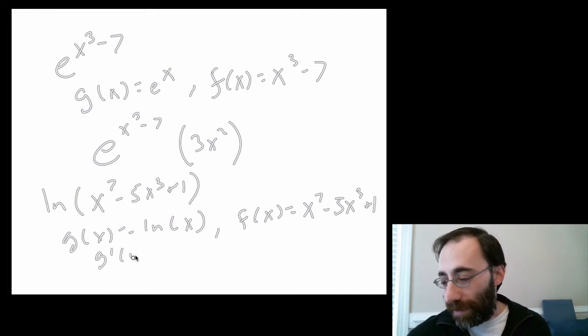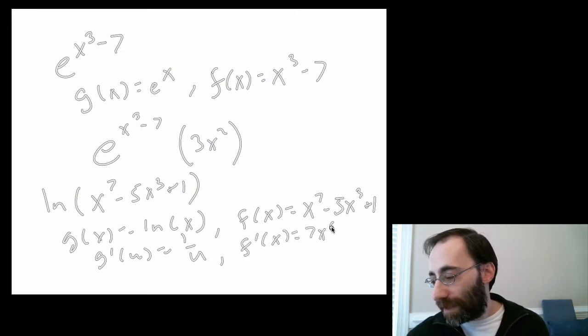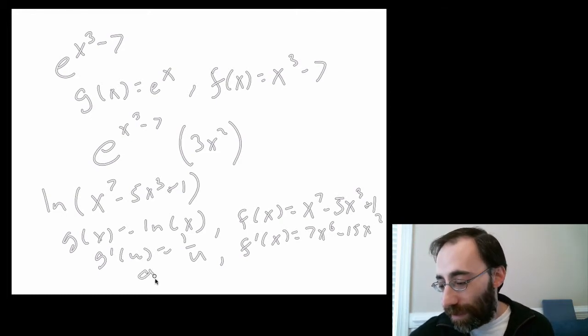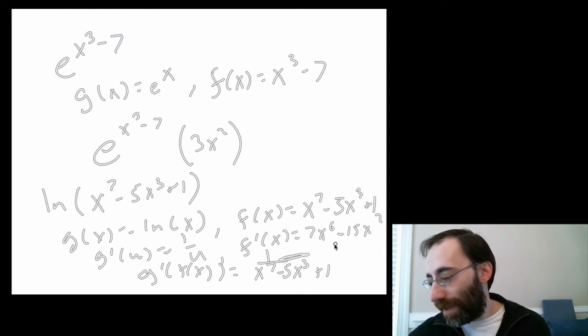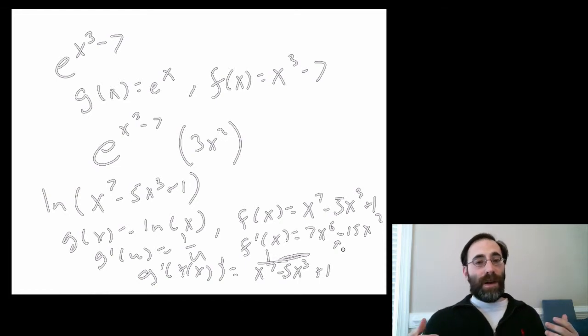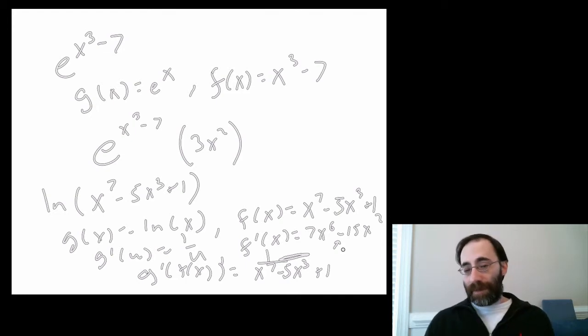Then g prime of u is 1 over u. f prime of x is 7x to the 6th minus 15x squared. So g prime of f of x is equal to 1 over x to the 7th minus 5x to the 3rd plus 1. Then you're going to multiply that by this to get your answer. f prime over f, as we saw before when we talked about differentiating logarithms and the chain rule in that context. So that's it. That's what we do. You break it down into these components.